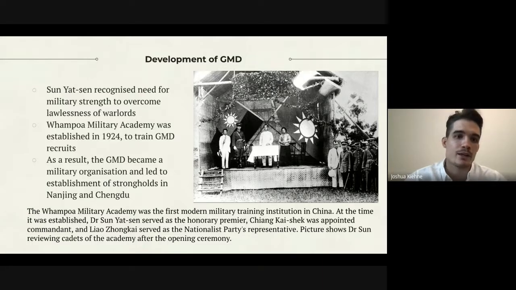Okay, they establish the Whampoa Military Academy, and this is the first modern military training academy in China. And it's established in 1924 in order to train the GMD troops. And you can see here at the opening ceremony, we see Dr. Sun Yat-sen, okay, and Chiang Kai-shek, who was appointed the commandant of the Whampoa Academy. And as a result of this, the GMD became a military organization. And it led to the growth of the party in establishing further military strongholds in Nanjing and Chengdu.